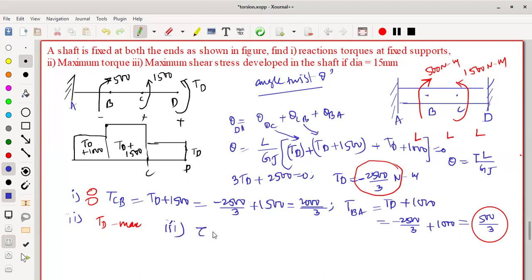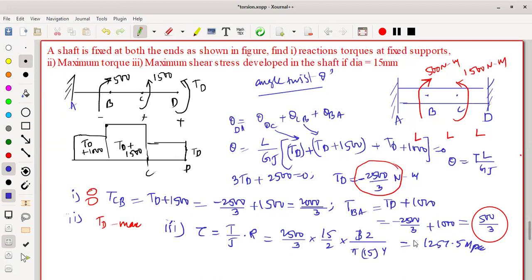Therefore tau is equal to, the same equation, T by J into R. T here is 2500 divided by 3, multiplied by R. The diameter is mentioned as 15, so R is 15 by 2, times 1 by J. J is the polar moment of inertia, pi d to the power of 4 divided by 32, with d equal to 15. So the value is 1257.5 megapascals. That's it. This is the procedure you need to follow.